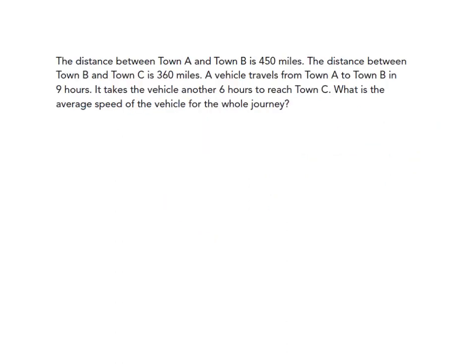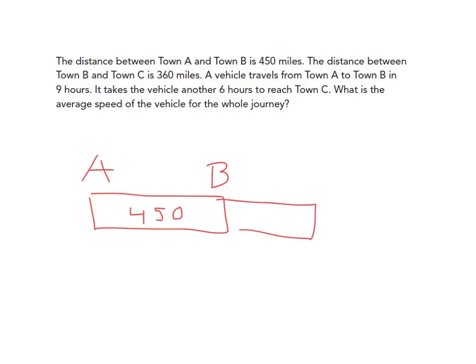This situation is where there's multiple speeds over the course of a longer trip. So they say that the distance between town A and town B is 450 miles. And then the distance between town B and town C is 360 miles. And then they give us more information. They say that it took them 9 hours to go this distance, and then it took them 6 hours to go this distance.